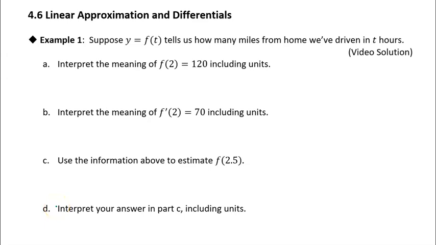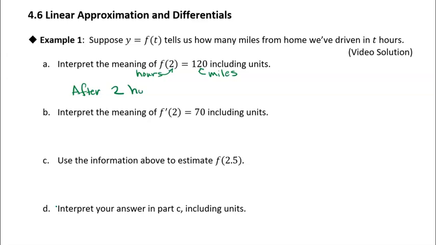Let's say we have a function y equals f of t that tells us how many miles we've driven from home after t hours. So what does f of 2 mean? The 2 is the input, and the input is t, which is time, in hours. The output of this function is in miles. It tells you how far we've driven.